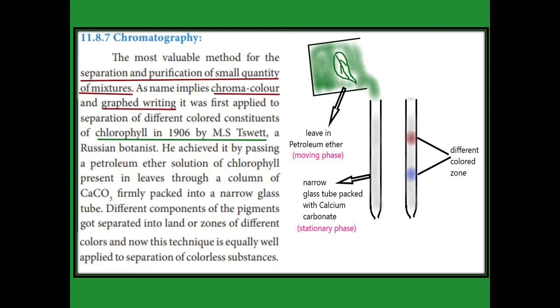See the diagram. One glass tube is packed with calcium carbonate. In that narrow column, when the leaves in petroleum ether solution are passed, we get some differently colored zones. Those are the zones containing the different elements present in the chlorophyll. The leaves contain chlorophyll, we know very well. So he separated the elements present in the chlorophyll by conducting this test. So this is the basics of chromatography.